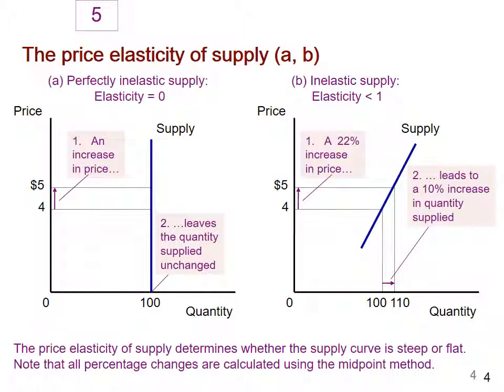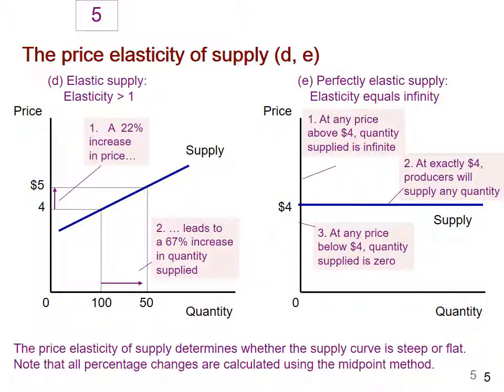Panel B talks about a fairly inelastic supply curve. Okay, the magnitude is less than 1. The numbers 22% and 10% correspond to those used from the midpoint method. You can verify that yourself. So in panel B, as we can see, a 22% change in price results in only a 10% change in quantity supplied. The curve is fairly steep and supply is fairly inelastic.